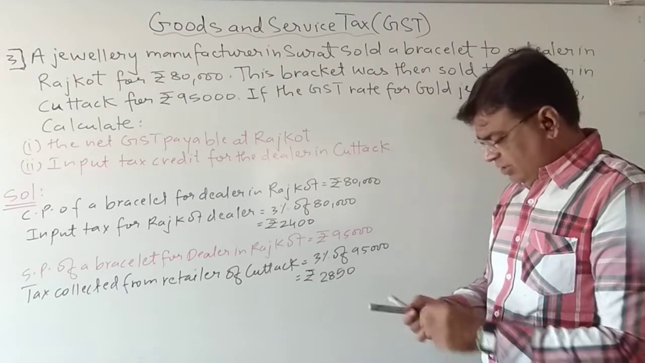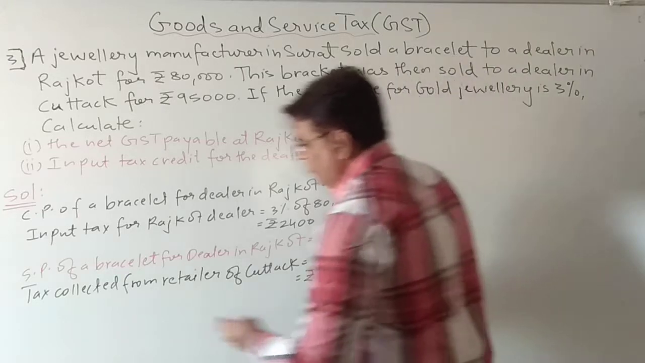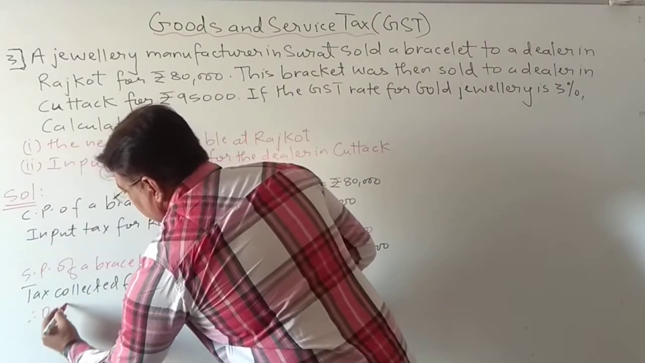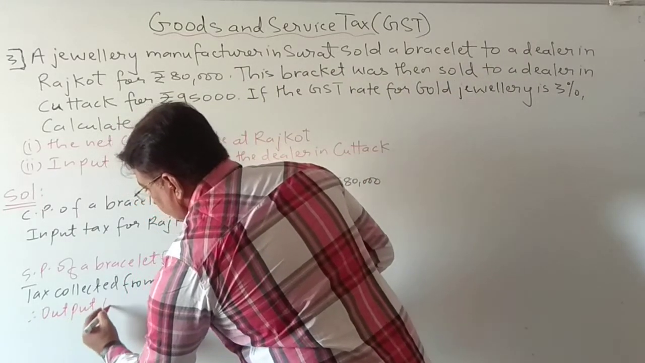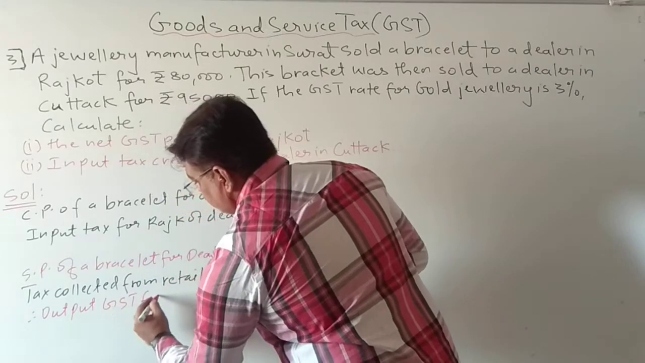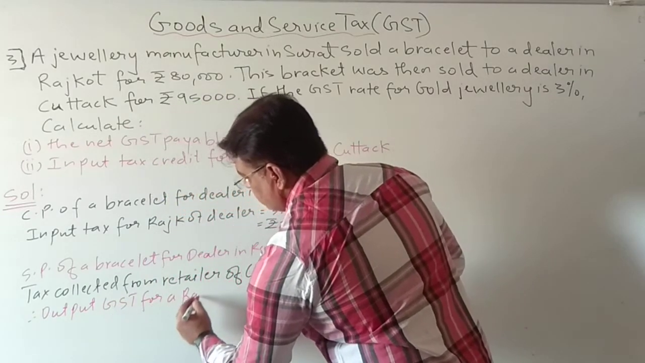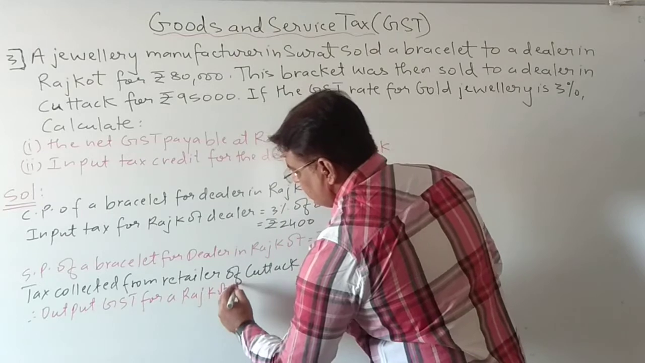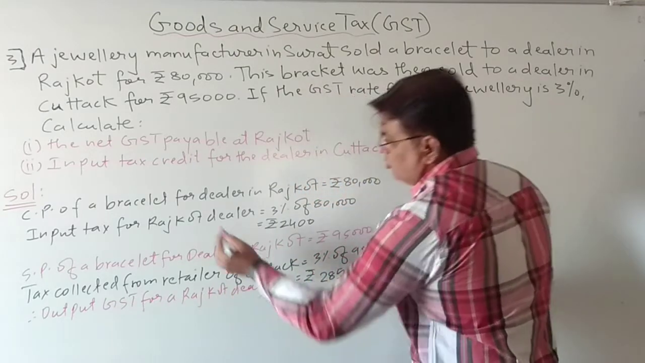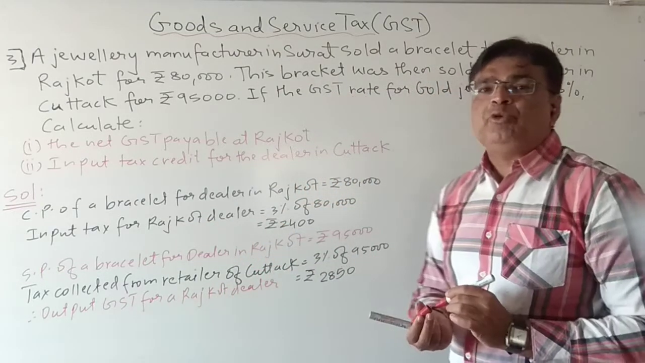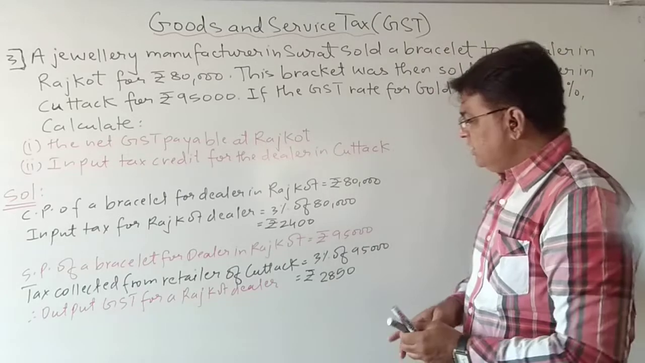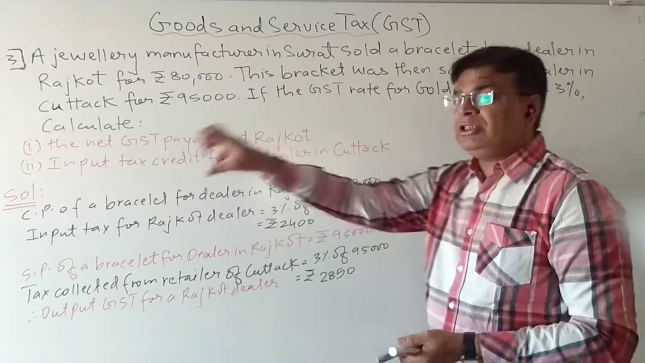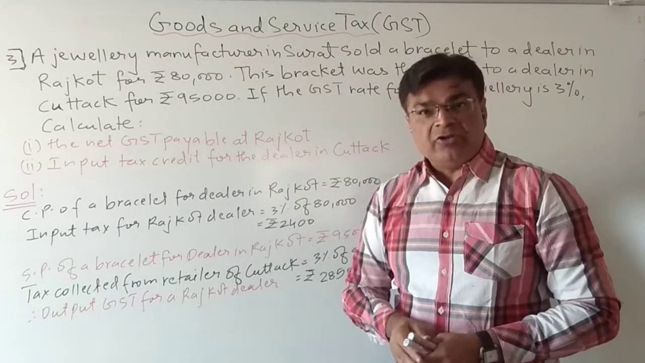So that is nothing, but you can also say therefore output GST for a Rajkot dealer. Now students, this you can also say as an input tax credit. Why credit? Because this Rajkot dealer is depositing this much money to the government.